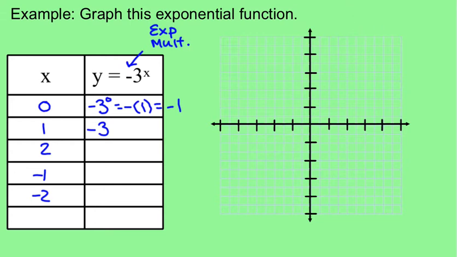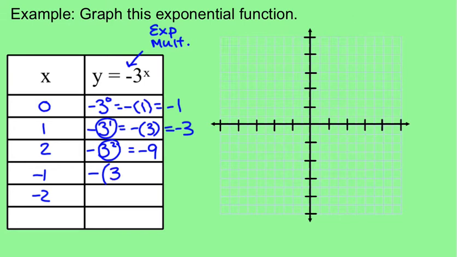Now -3 to the 1 power. Again, you do this piece first. So that's 3 to the 1, which is 3. And then you multiply it to the negative, so you get -3. Now we'll plug in 2. We do this piece first, which is 9. 3 times 3 is 9. Then you have a negative out in front.